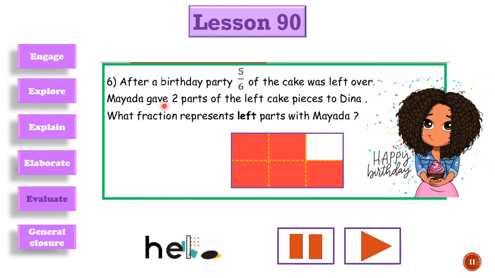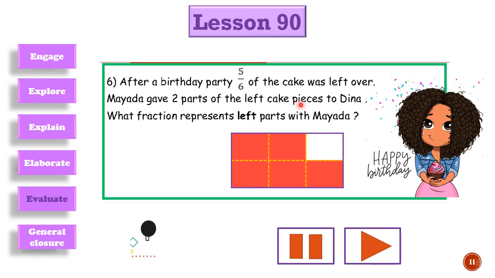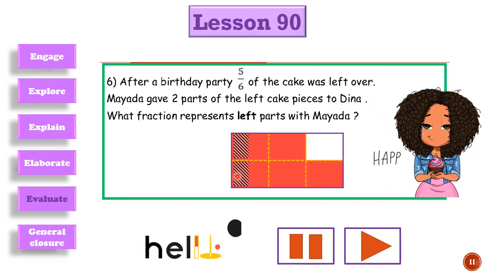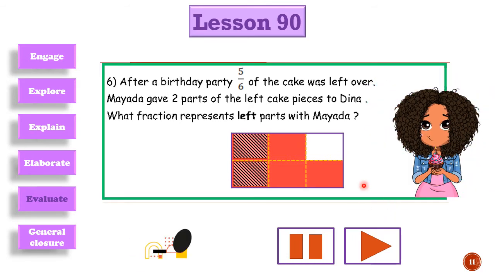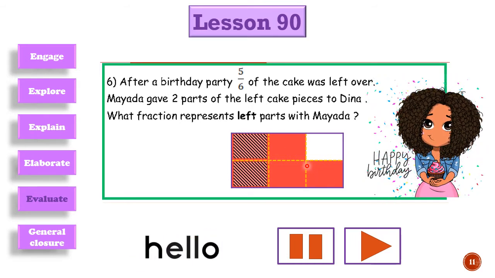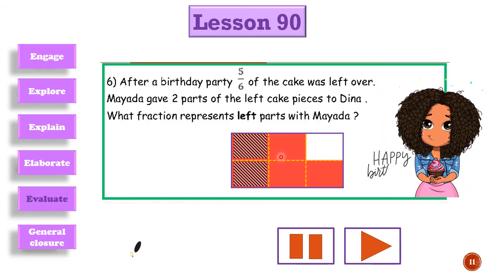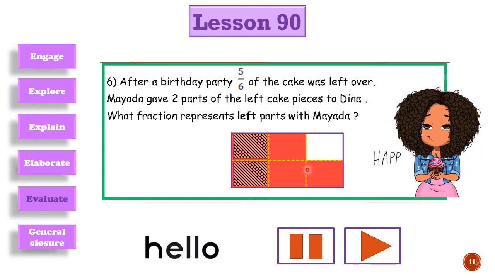Now, Mayada gave 2 parts of the left cake pieces to Dina. If Mayada just gave 2 parts out of these 5 parts to Dina, what fraction represents the left parts with Mayada? These left parts will be how many?